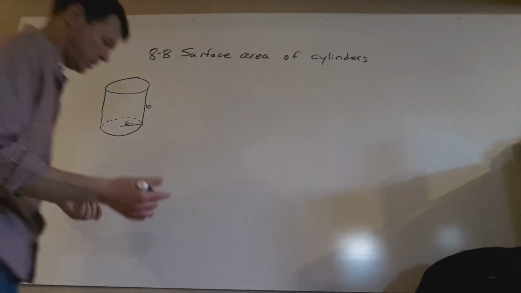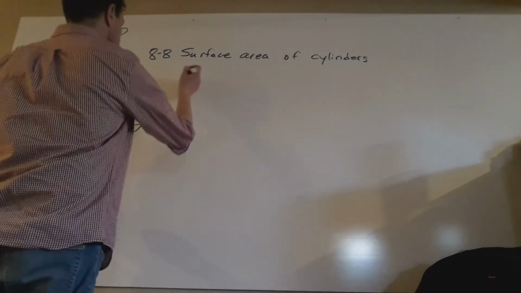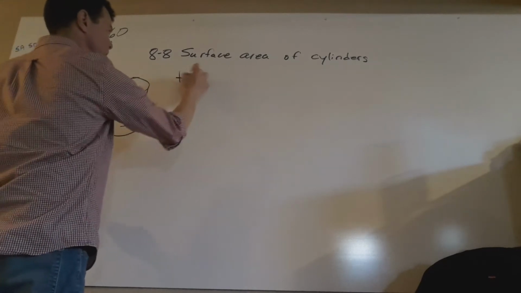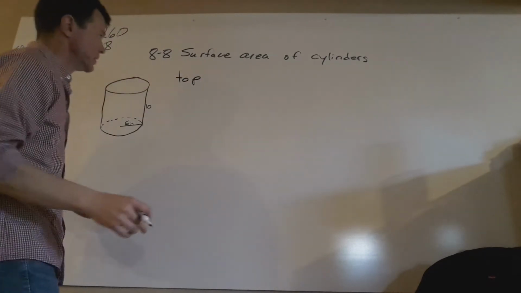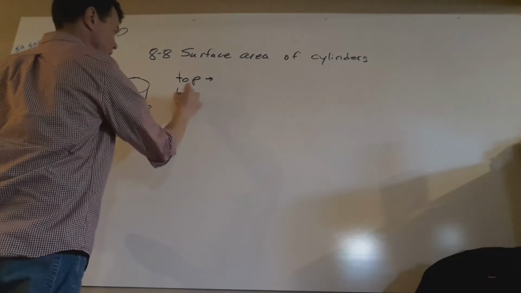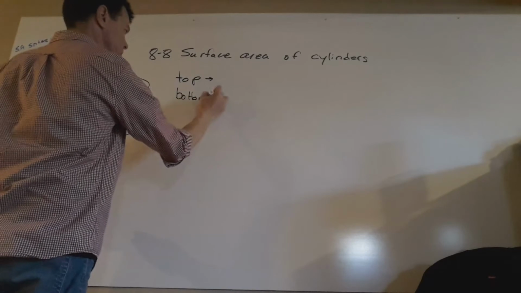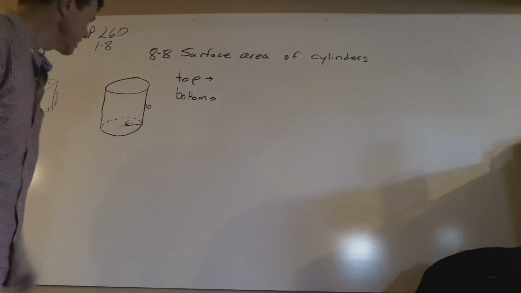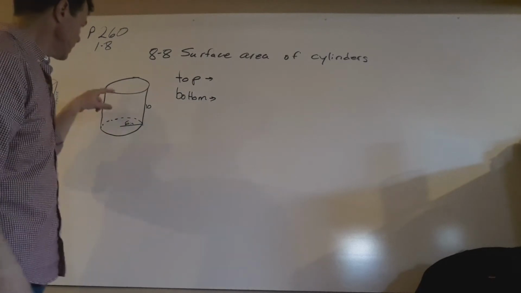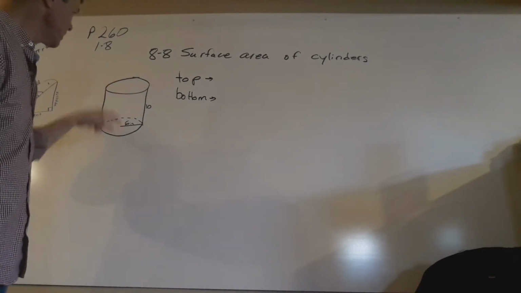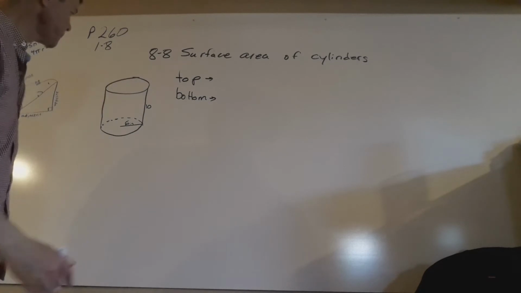So I'm going to organize it in such a way that we want to get the area of the top and the bottom. Top and bottom are going to be the same size, so I only need to get the area of one of those. The area of the top is a circle with a radius of 6. The bottom is 6. The top's going to be 6 also.